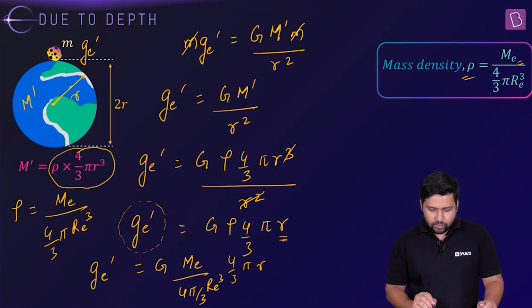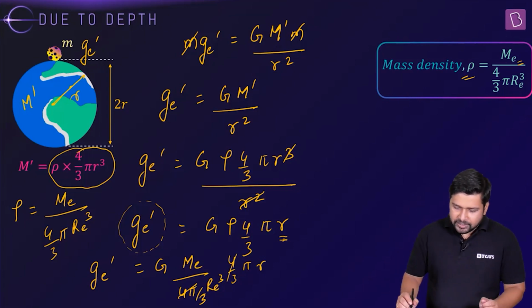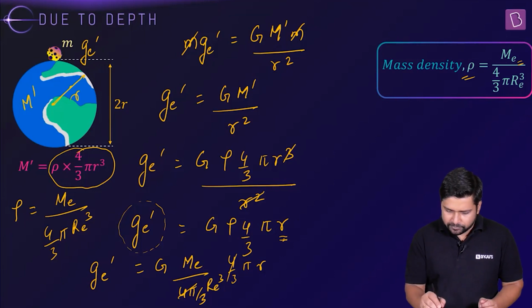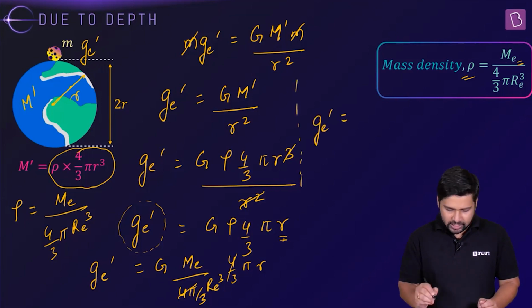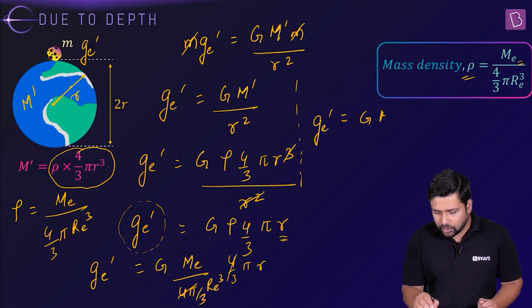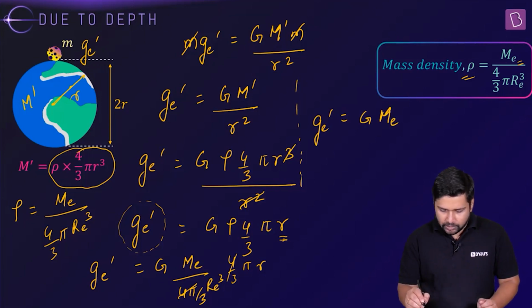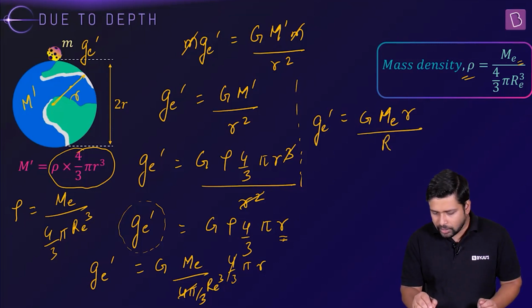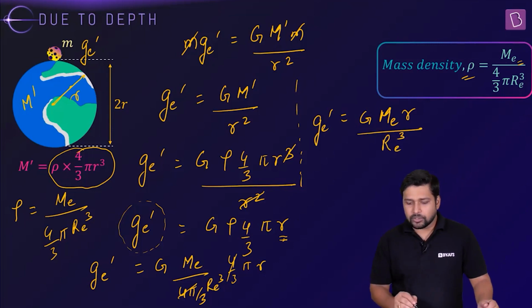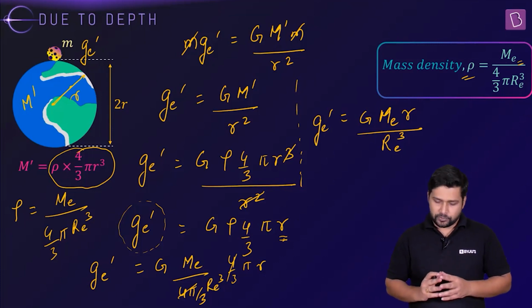Now you see this 4 by 3 pi and 4 by 3 pi cancel, and we'll be left with a simple expression that I'm going to write over here. The expression will be Ge dash is equal to G times Me times r divided by Re cube. This is what we have, right? This is what we have.